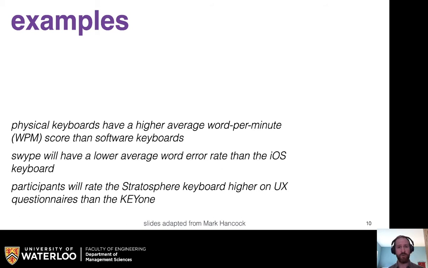Some examples of the hypotheses that you may have come up with are: physical keyboards have a higher average word per minute (WPM) score than software keyboards; swipe will have a lower average word error rate than the iOS keyboard; or participants will rate the Stratosphere keyboard higher on UX questionnaires than the Key 1. Each of these has a very specific expectation of what might happen.